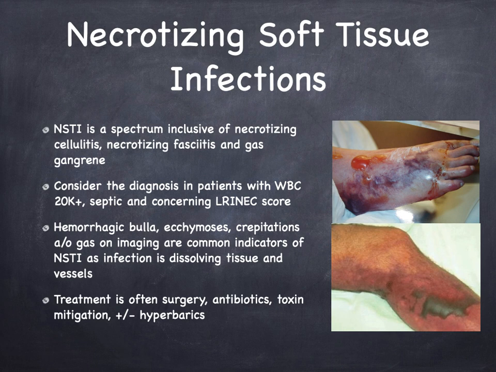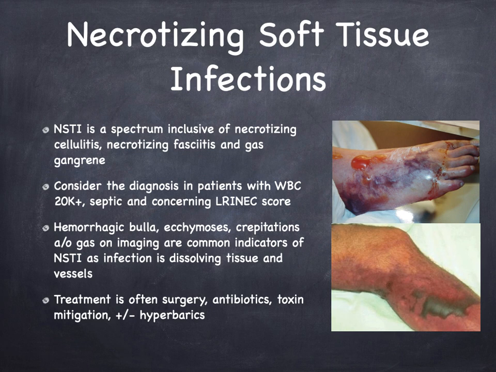And so, necrotizing soft tissue infection is a spectrum that typically includes necrotizing cellulitis, fasciitis, and gas gangrene. You should consider this diagnosis in patients with white blood cell counts greater than 20,000. They're septic, and for some, you can pursue a LRINEC score to risk stratify.